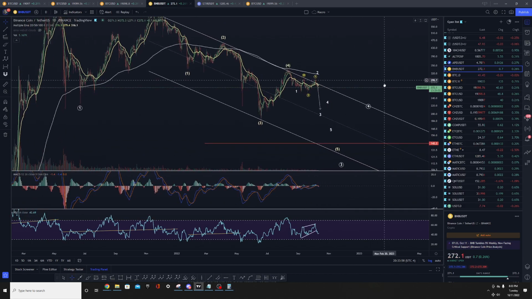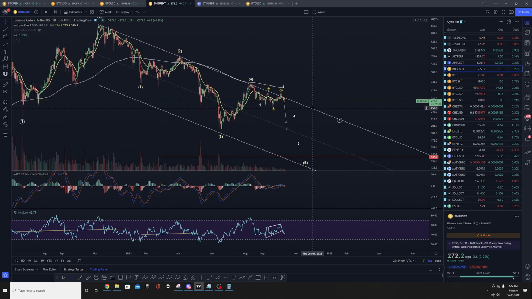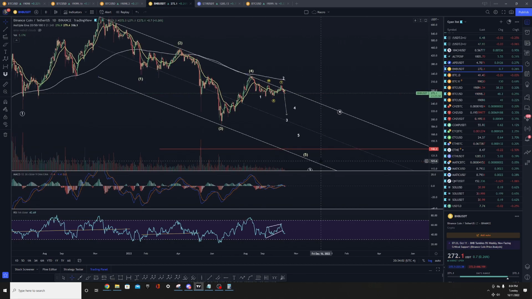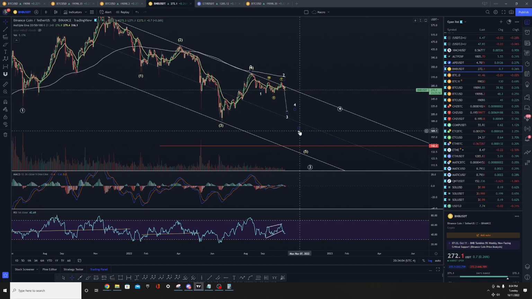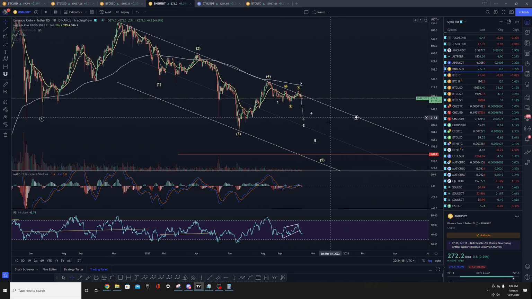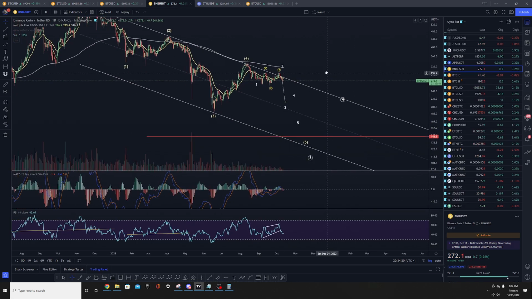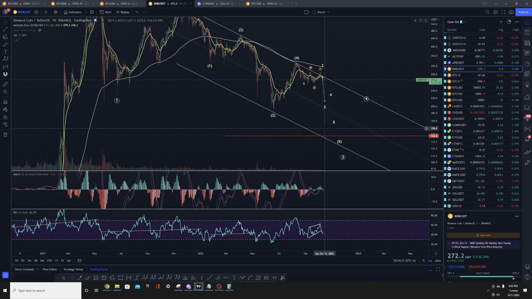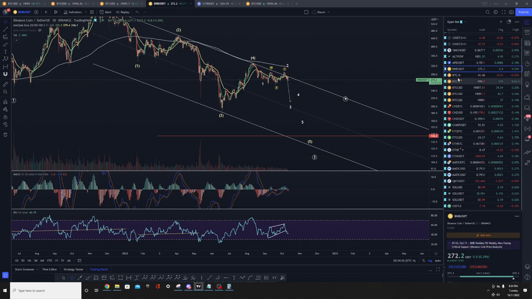I think most alts are in their final leg of either 1 or A, and it should start accelerating soon. Maybe this can also be complex. Maybe it's like WXY or WXYXZ. We'll just wait and see, right? MACD is starting to cross over, and I'm not taking any profit until at least 195 and 142.